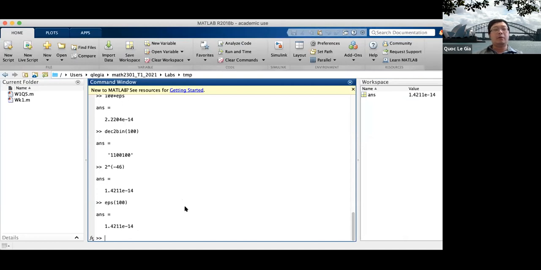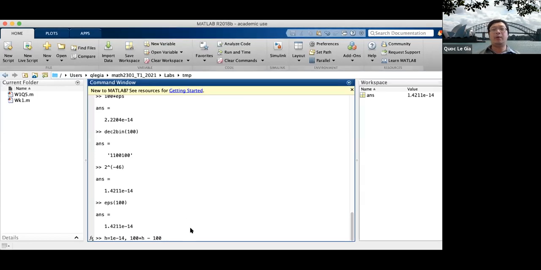And now the two questions in the middle. Suppose I have h equal to 10 to the minus 14, and I have 100 plus h minus 100. So what should you expect if you take 100 plus h minus 100? What do you expect?